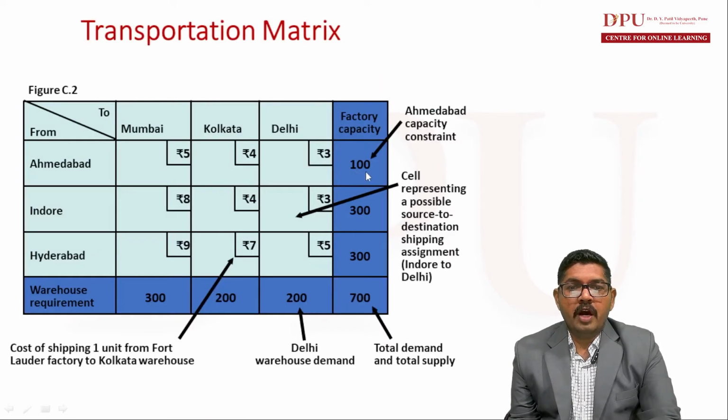So 100 plus 300 plus 300 is 700. So column addition is 700. Then 300 plus 200 plus 200 is again 700. So supply is equal to demand. Therefore the problem is said to be a balanced problem. If the problem is not balanced, then we have to add a dummy row or a dummy column, and then we have to write the deficit demand or supply in the dummy row or the dummy column.